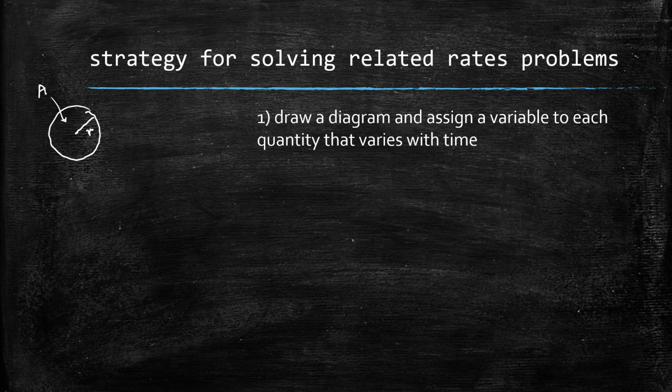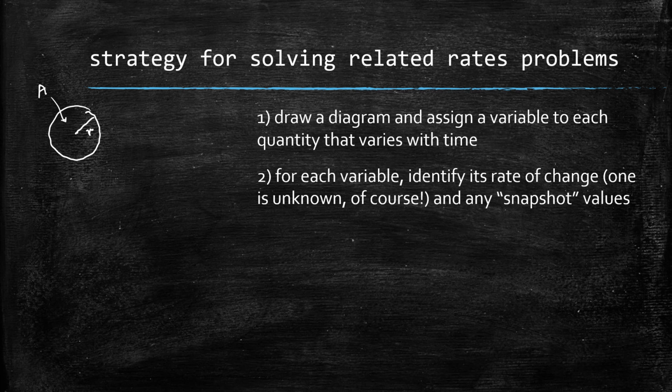Let me just get rid of that, sorry. And in future ones, there could be 3 variables. There's usually at least 2 variables that you have to assign. And then the next step is that for each variable, you identify its rate of change, one is unknown, of course, and any snapshot value. So let me explain what I mean by that. So we were given dr by dt, that's one rate of change. We were given that it was 3. And we know that dA by dt was what we were seeking, so that's unknown.